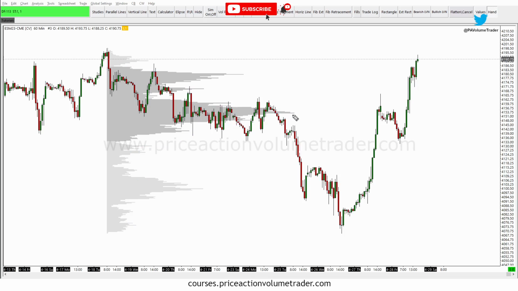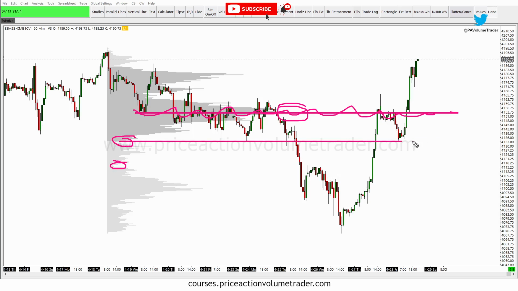In this case, we have our point of control right here, which means this was the point where we had the most executed activity, which makes sense because you can see price spent a lot of time chopping in this area. Whereas the low volume node areas on the edges are areas of support and resistance where price just rejected or went through very quickly.